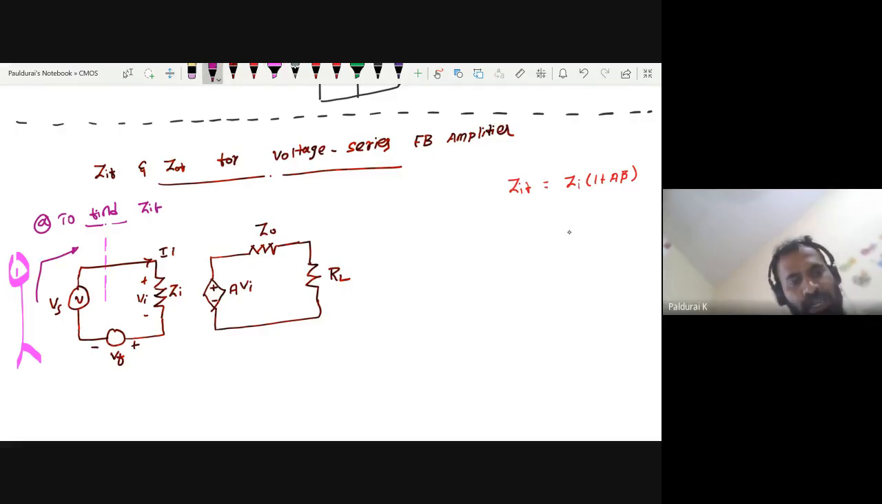You know what is Ri, right? Input impedance Zi, this time with the feedback. Simply, what is R? As per Ohm's law, the ratio between V to I.